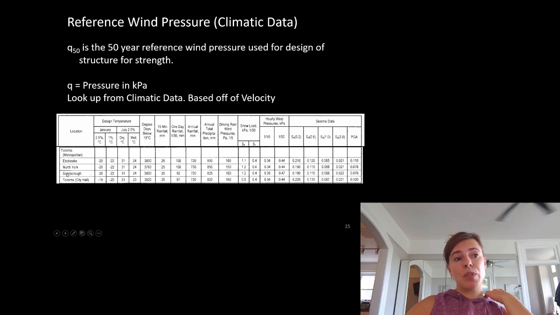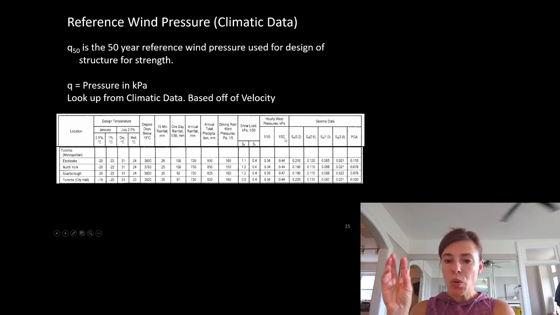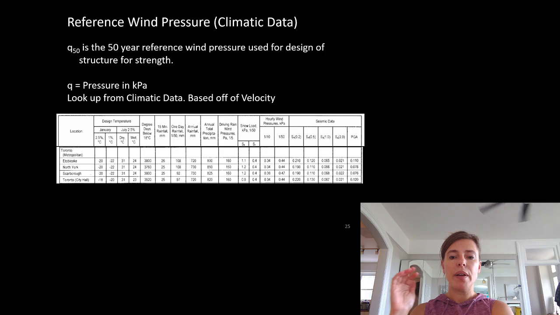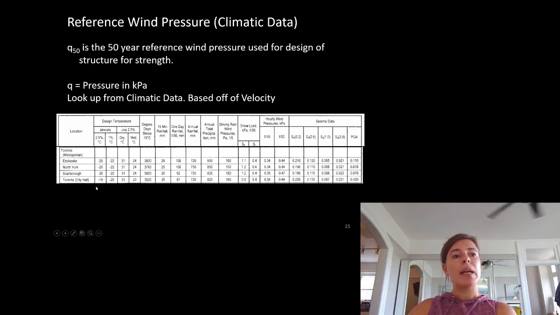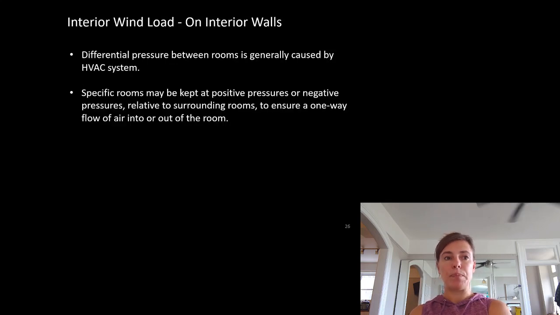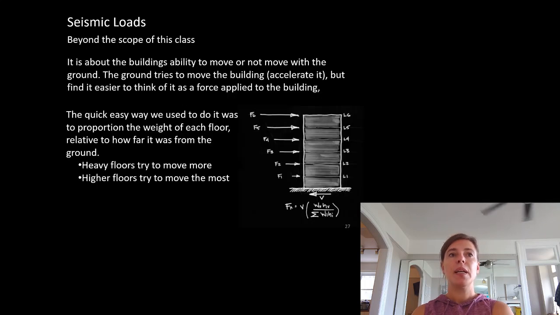So again, here's that same chart. We have Toronto, Etobicoke, North York, Scarborough, Toronto City Hall, where over here we had our snow load and our rain load. Well, over here we have our hourly wind pressure. Again, they list it in 1 in 10 year and 1 in 50. We're doing 1 in 50 year design. That's our return period for a big damaging storm. And you can see here Toronto City Hall, 0.44 kPa for a 1 in 50 year wind event in Toronto. Like I said, we can have interior wind loads due to mechanical systems as well. So I already talked about this.